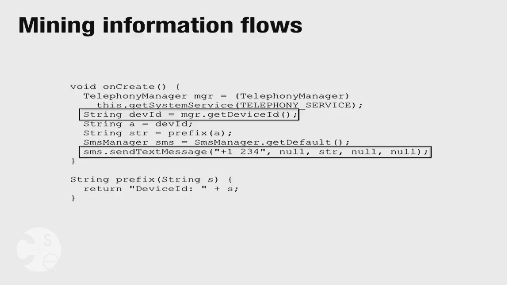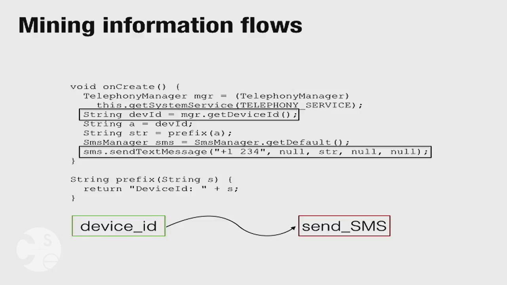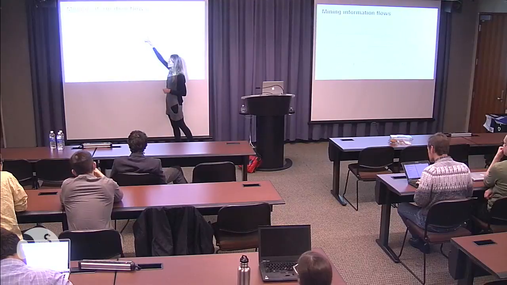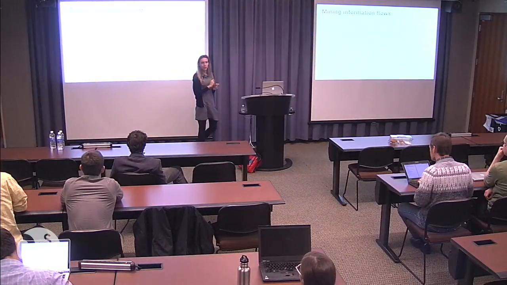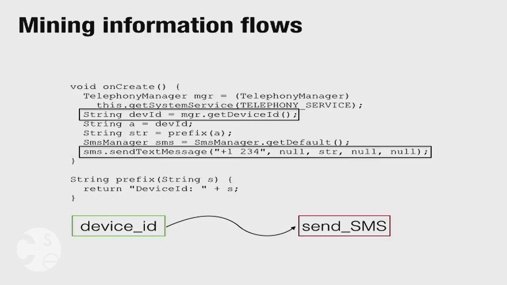Just to give you a small example, information flows means that, given a set of sources that represent some sensitive information, for the Android context, for instance here, we might have the device ID as sensitive information, we look at what are the data flows within the program that might lead from the source to a point that is called a sink, that is where that information might be sent out. And so sending an SMS with some sensitive information is an example of this.